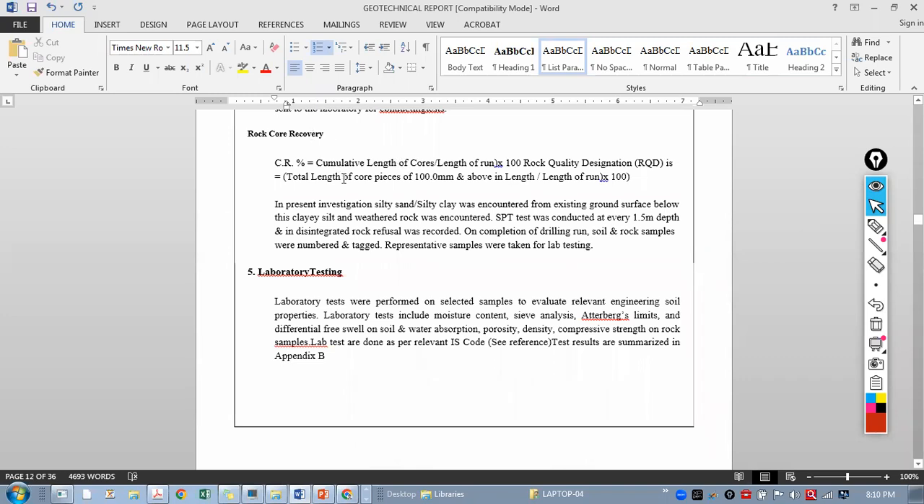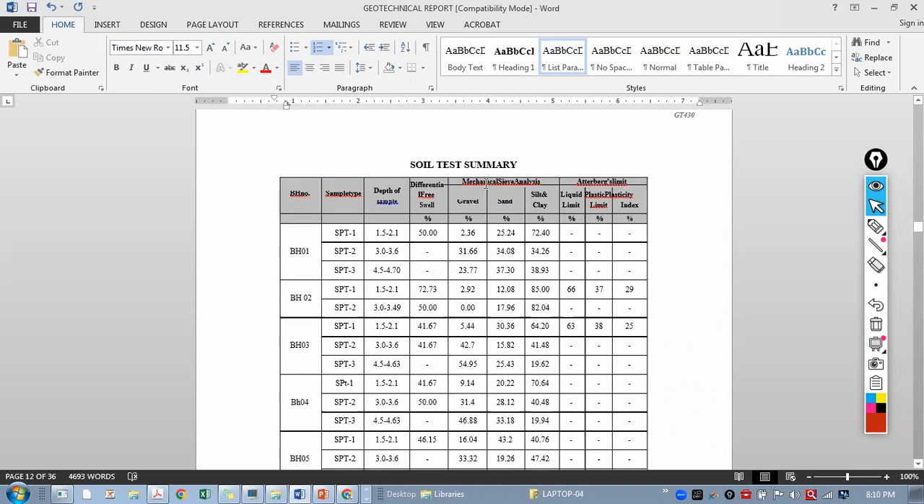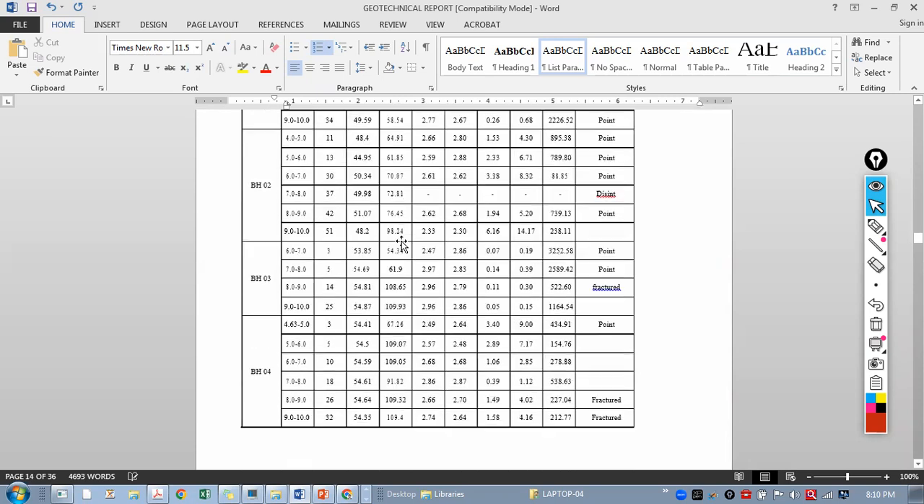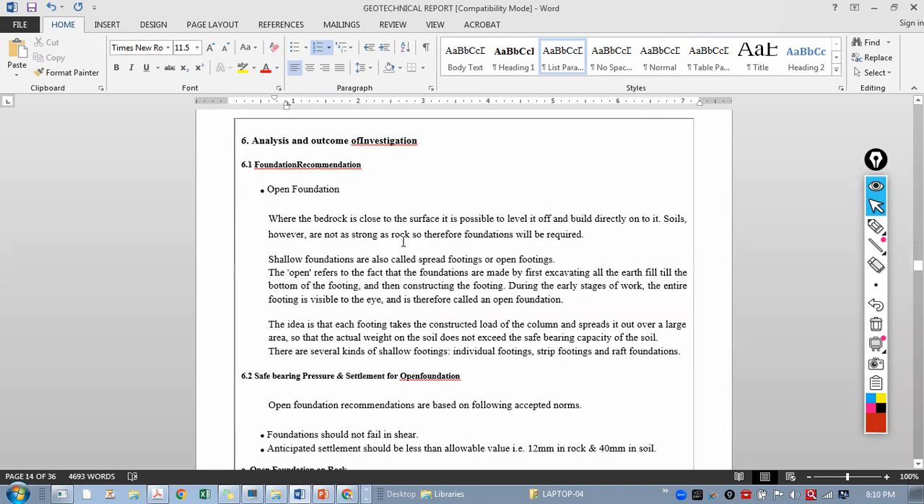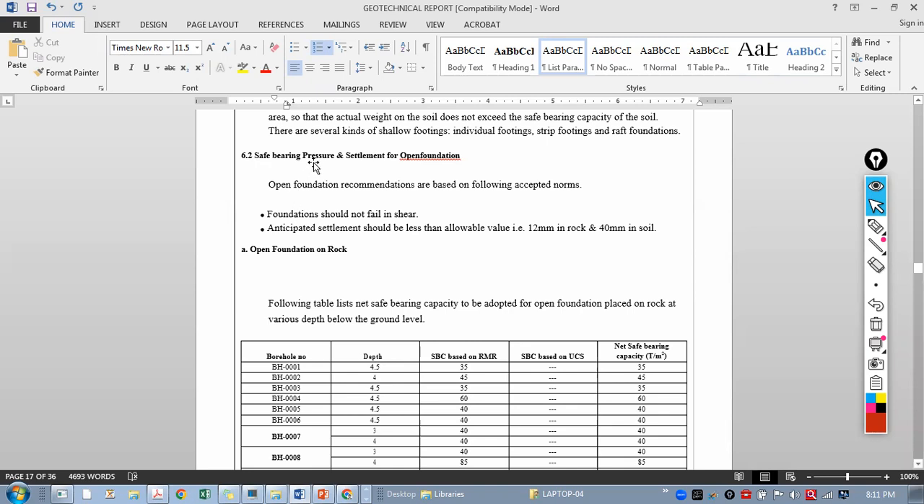Rock recovery and all this, we don't look at this much, and the properties of soils. This is totally their specialized area. But as a structural engineer, we should know at least our part. Open foundation. Here they are saying open foundation suggestion is given and the foundation should not fail in shear.